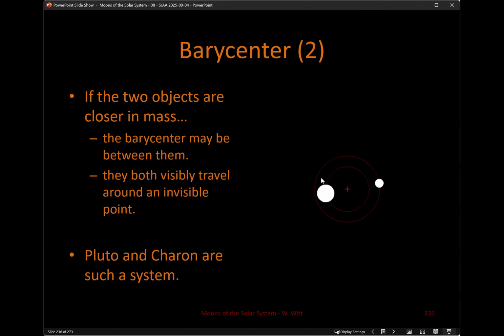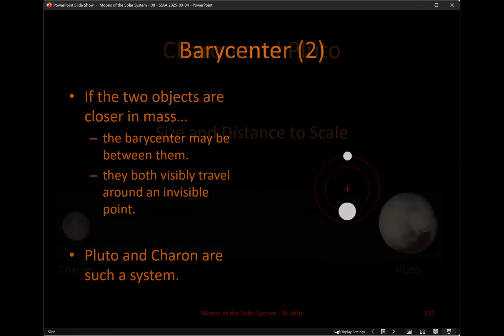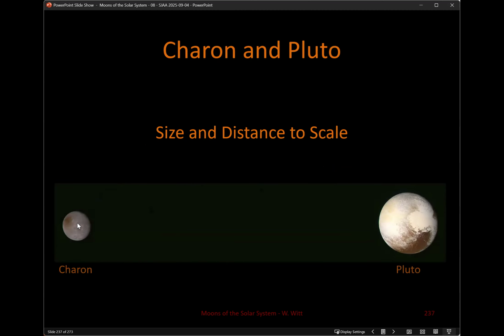But you could have a case where the two bodies are much more similar in mass, and then they're really orbiting a point that is sitting in between them. And that is what Pluto and Charon are doing, right? They're similar enough in size that their barycenter is between them, so they're really orbiting each other rather than one orbiting another. Here it's the size and distance to scale. They're pretty similar and pretty close.